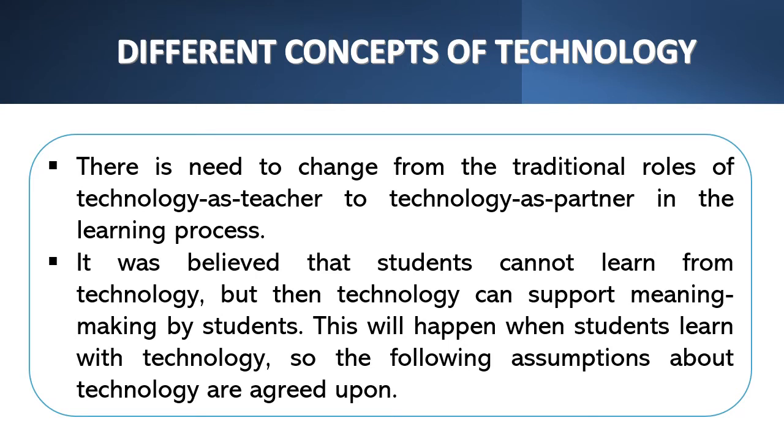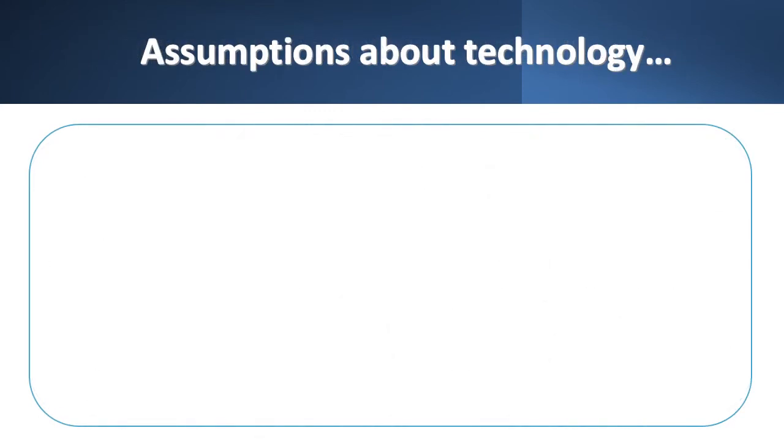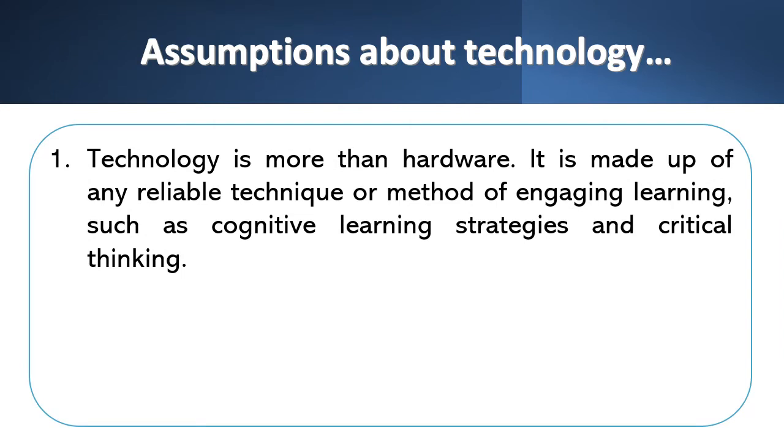To realize this, the following assumptions about technology are agreed upon. So we have our different assumptions. The first one is technology is more than hardware. It is made up of any reliable technique or method of engaging learning, such as cognitive learning strategies and critical thinking, and that is true.